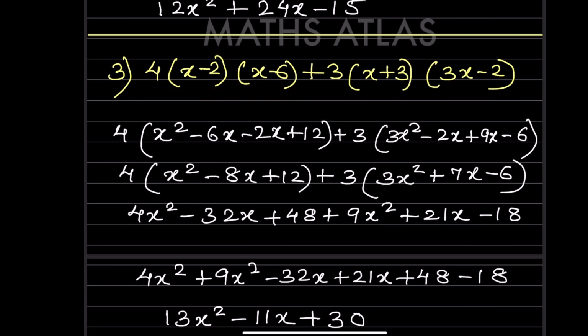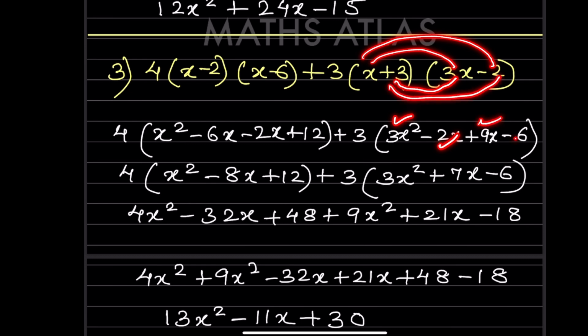Now again here the same. This 3, keep at the side. So what will you do here? 3x squared minus 2x plus 9x, and this is going to be minus 6.